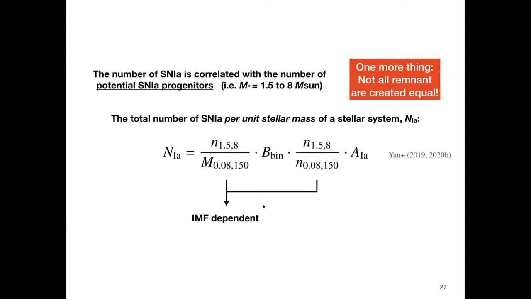It's clear that the first two terms depend on the IMF, and the other two terms depend on the environment. For example, if your star formation region is pretty dense, it is possible that you have a higher binary fraction.